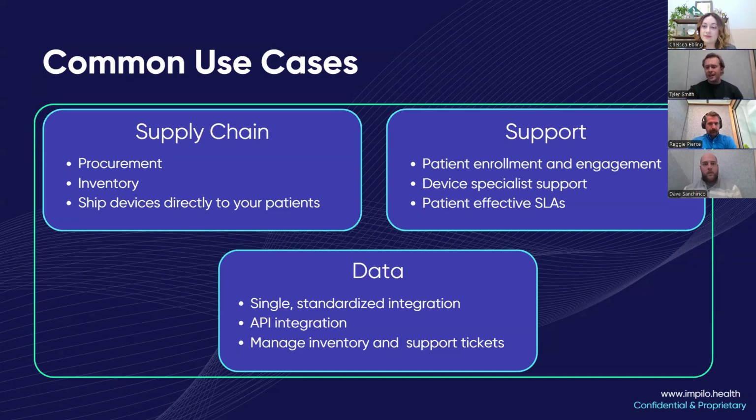So let's take a closer look at each of these, starting with supply chain in the upper left. What Impilo does is we simplify device procurement by allowing you to place orders with one single vendor rather than dealing with multiple manufacturers and vendors that you have to place orders with. We'll track your inventory and we'll provide detailed insights through our reporting tools in our portal where you can have a total overall view of all the different statuses of all your devices.